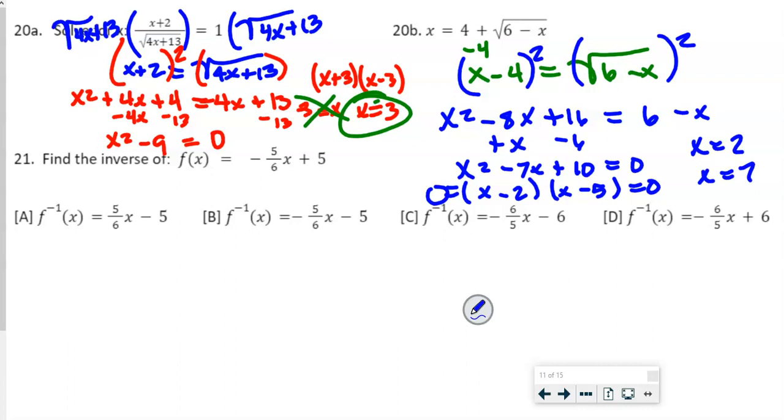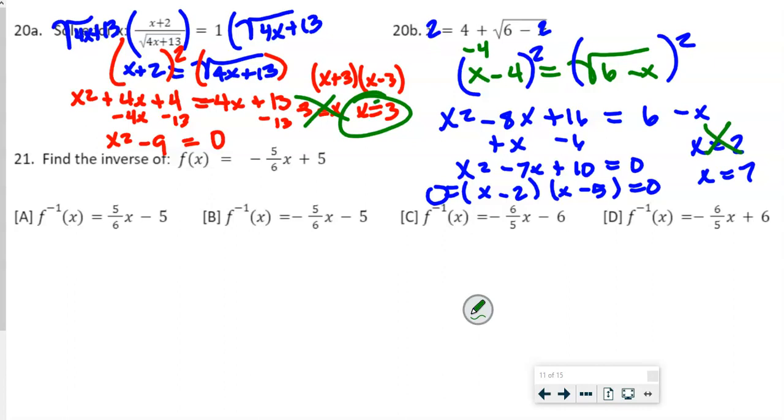Let's see if these work. So let's do 2 up there. So if 2 is equal to 4 plus 6 minus 2, so that would be 4 plus the square root. Well, that definitely can't be true, is it? So it's definitely not the 2. Because if we did the 2 here, 2 there, and 2 there, we would get the square root of 4, which is 2, and 4 plus 2 is 6. So that's definitely not 1.